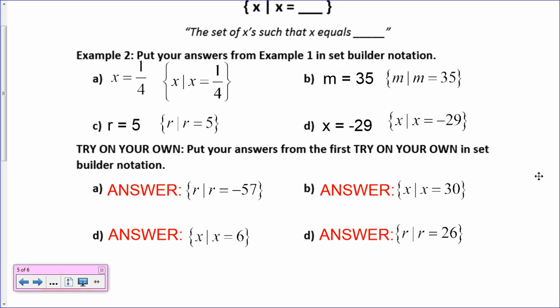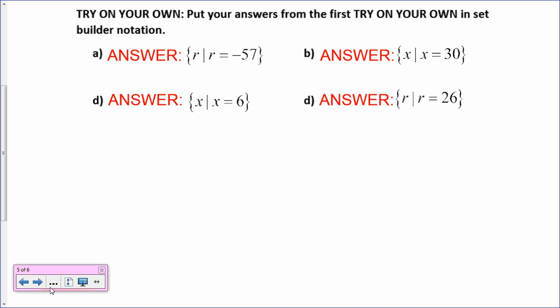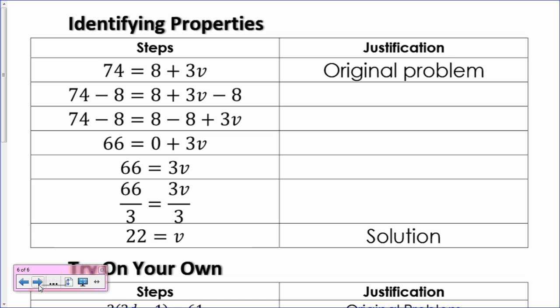Okay, if you have any questions on how to write this out or why we write it out, put a little star and I'll be happy to answer it in class. Okay, and I think that's it for this page. Yep, and then on to our last thing about identifying properties or justifying steps.